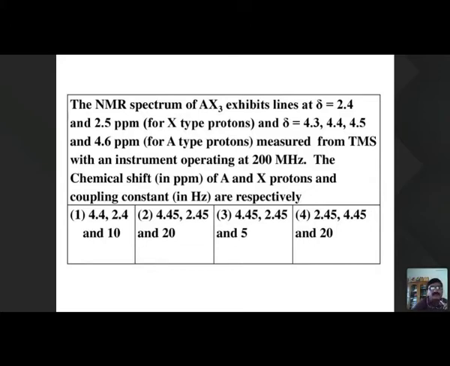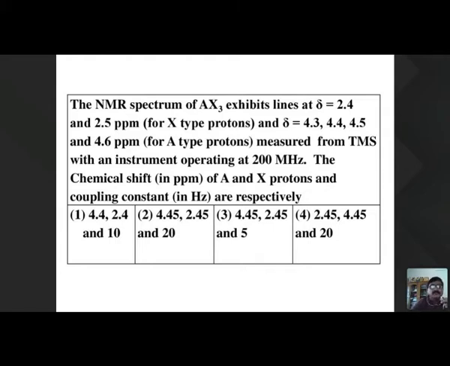If you solve the coupling constant, you can eliminate two answers, then decide between the other two. Or you can solve the chemical shift, eliminate the remaining answers and choose between the two. What's the answer? Only one person answered that 3 is the right answer. That is the right answer. Very good.